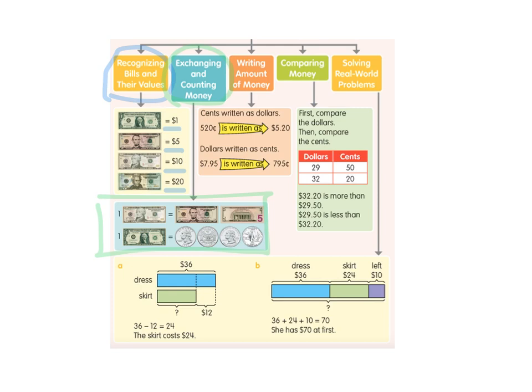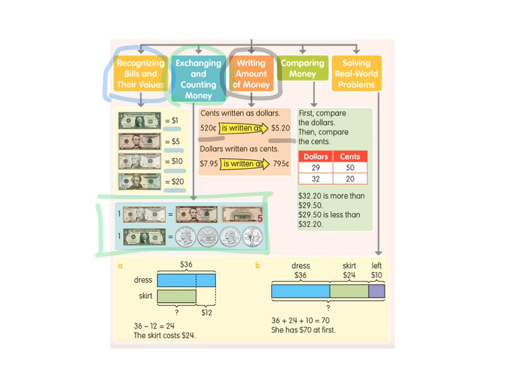The next thing that we learned was to write different amounts of money. Remember, you can do that in 2 ways. You can do it with the cent sign and you can do it with the dollar sign. The dollar sign needs to have a decimal point and goes at the beginning. The cent sign has no decimal point and has the cent sign at the end.